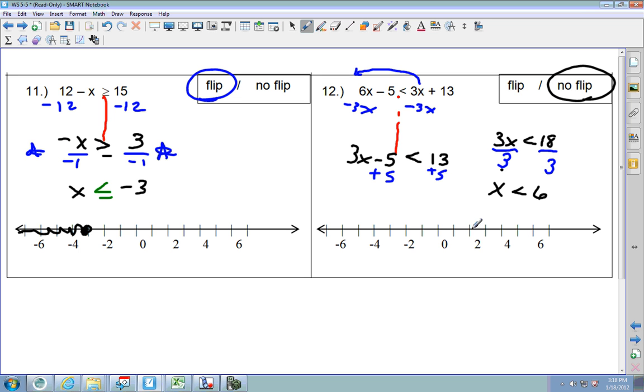So let's see, 1, 2, 3, 4, 5, 6. I'm going to put an open circle on 6, and less than is to the left.